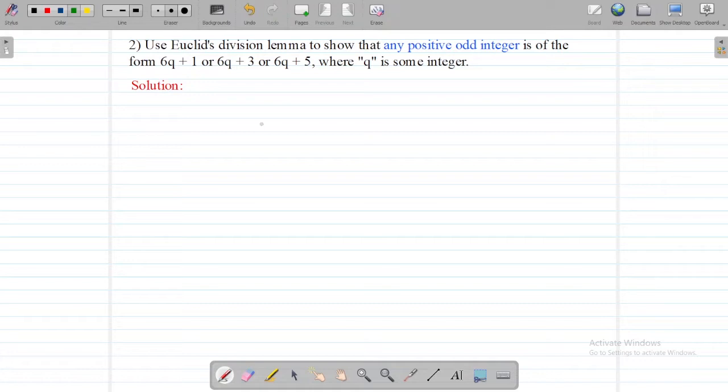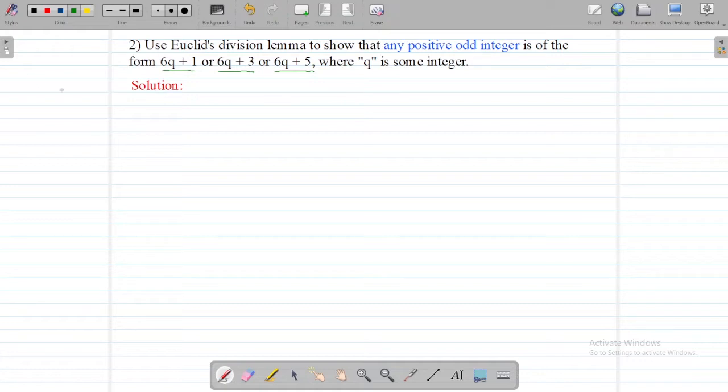So today we are going to discuss the second problem of this exercise 1.1. Here we can see the second problem: Use Euclid's division lemma to show that any positive integer is of the form 6q plus 1, 6q plus 3 or 6q plus 5, where q is some integer. Now let us see how to solve this problem.